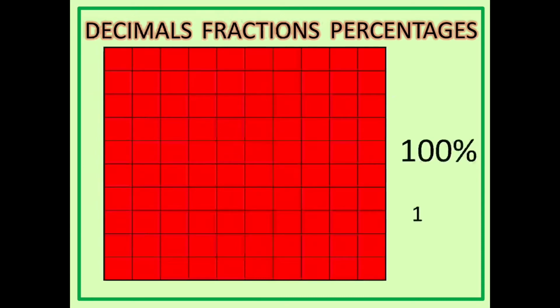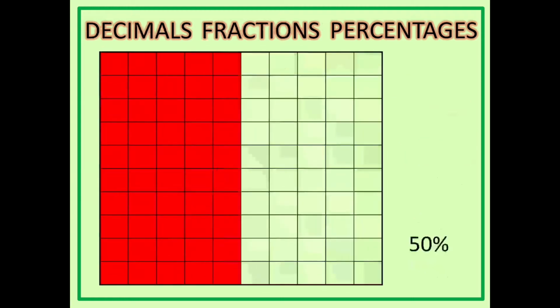Some other equivalents would be 100%. It's also described as 1 or 1.0 or 100 out of 100. 50% can be written as 50 out of 100 or simplified to a half or written as 0.5.